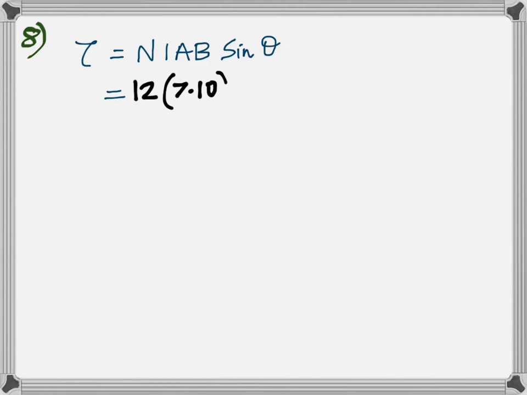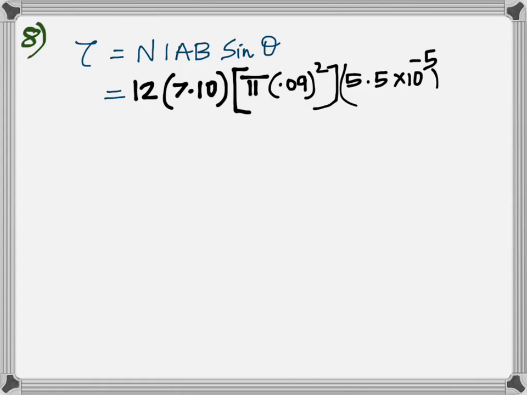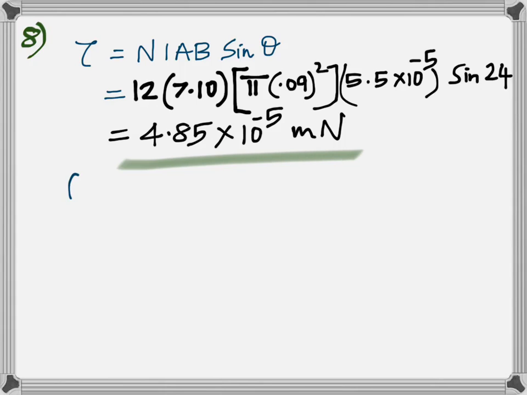So 12 times, number of turns is 12, I is 7.10, area is pi r squared because it's a circle, and that's B, and sine 24. Why sine 24? Although the angle is given as 66, it's 90 minus 66, sine 24, which gives 4.85 times 10 to the negative 5 meter Newton.